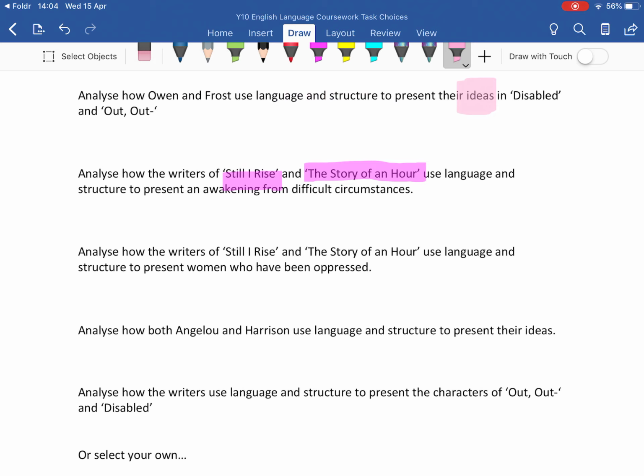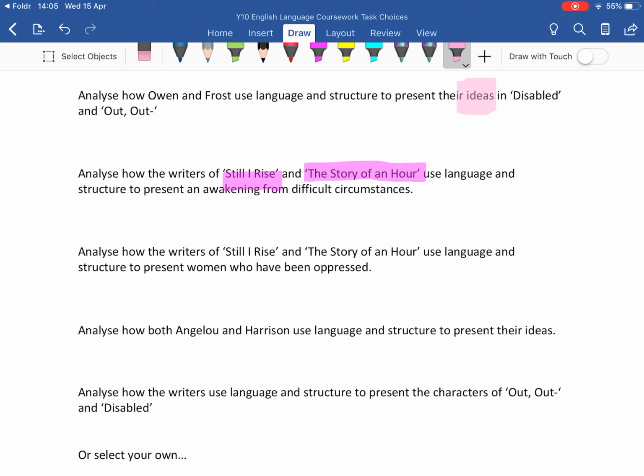So I just used the phrase ideas, which is absolutely fine with the example. Now, two texts that I anticipate will be very popular. I think we analysed these two probably in the best detail in class, and the way that you are discussing these and sharing your ideas on these texts particularly really impressed me. Still I Rise and Story of an Hour. How do they use language and structure to present an awakening from difficult circumstances?